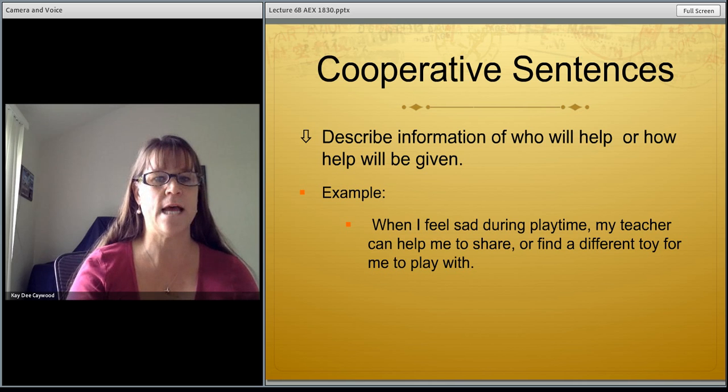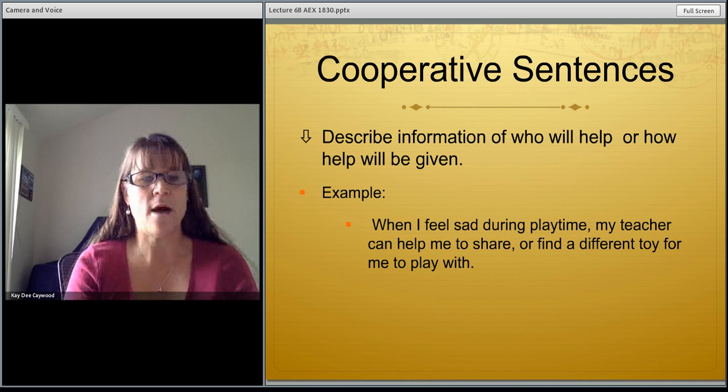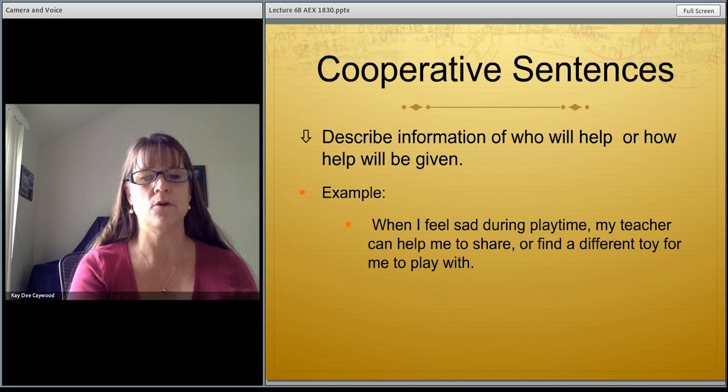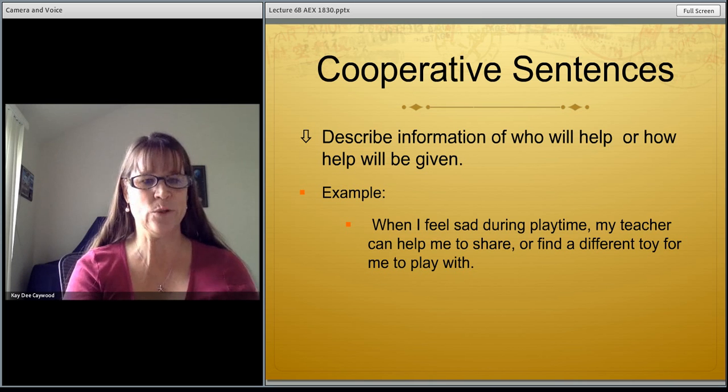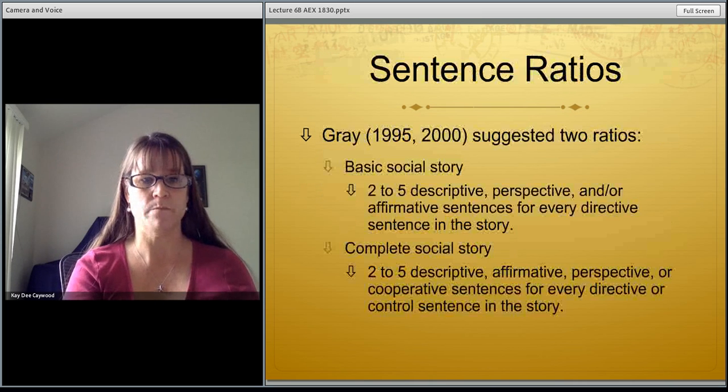Cooperative sentences give information about who will help or how that help will be given. So if they're having a problem, what they can do. So for example, when I feel sad during playtime, my teacher can help me to share or find a different toy for me to play with. That tells them what to do if they're experiencing a problem.